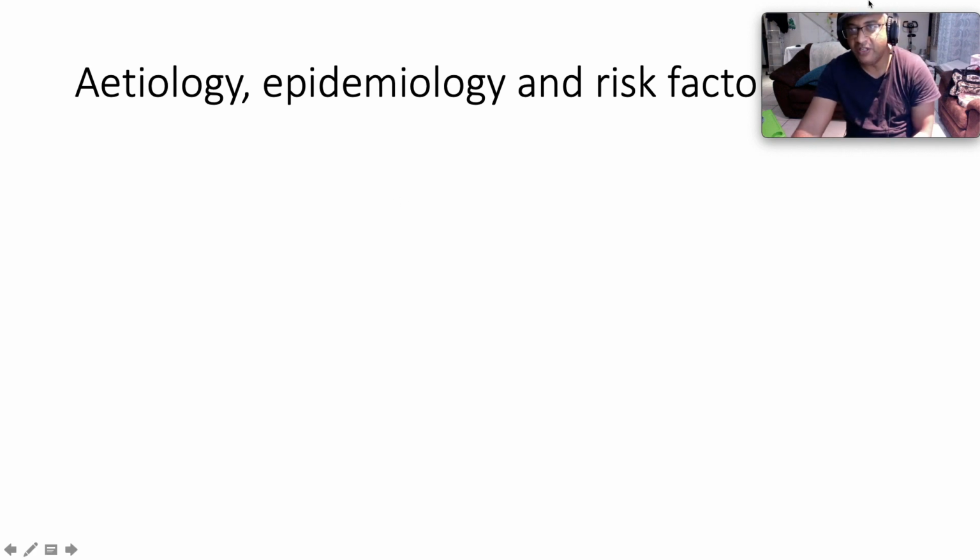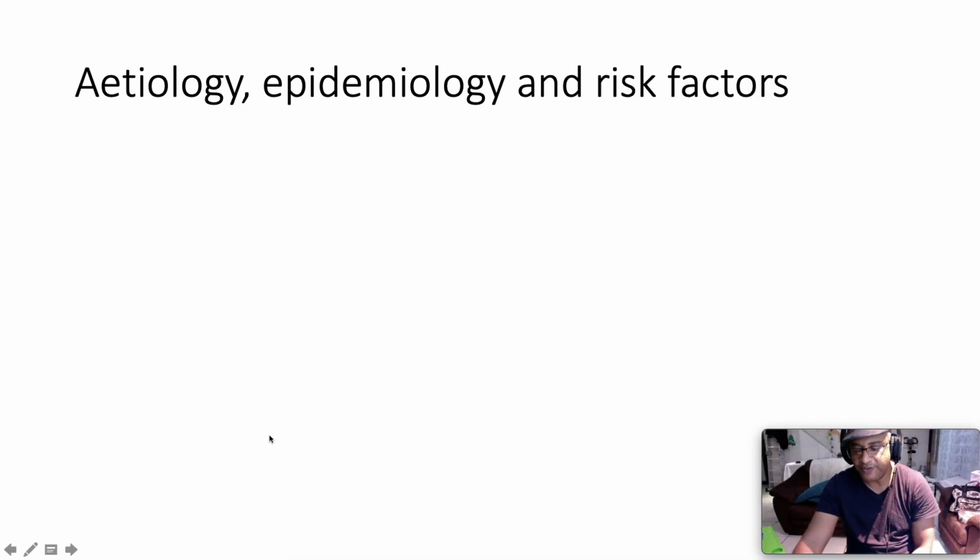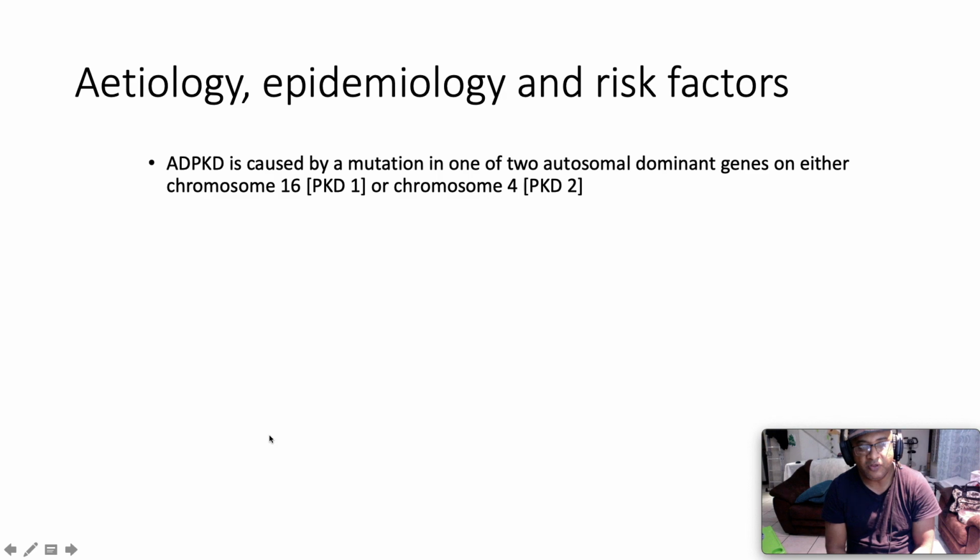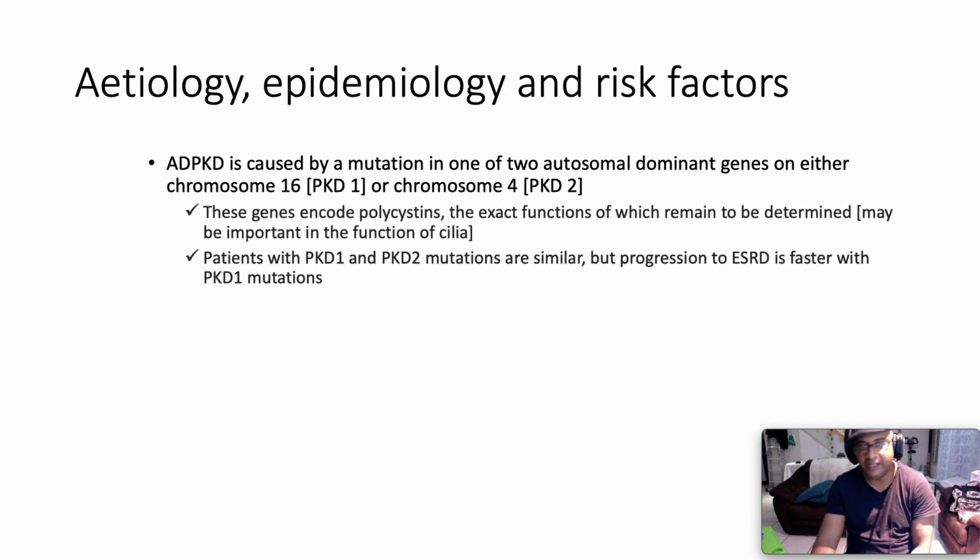Let's look at etiology, epidemiology, and risk factors. Autosomal dominant polycystic kidney disease is caused by a mutation in either one of two autosomal dominant genes, either on chromosome 16, which we call PKD1, or chromosome 4, which we call PKD2. Now, these genes encode our beloved polycystins, the exact functions of which are still yet to be determined, but may be important in the functioning of cilia.